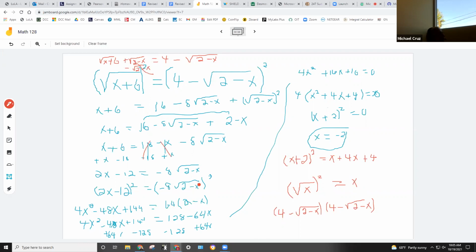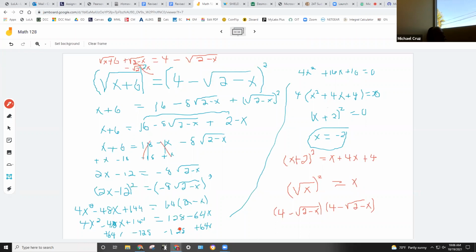Okay. Now, on this side, the same things happen that I showed you about the principle here. So 2x squared is 4x squared. Negative 12 squared is positive 144. 2 times 12 is 24. Times 2 is 48. Bring down that sign. And now it's just a matter of distributing over here on the right. The 64 times 2 gives you 128, and 64 times negative x gives you negative 64x.